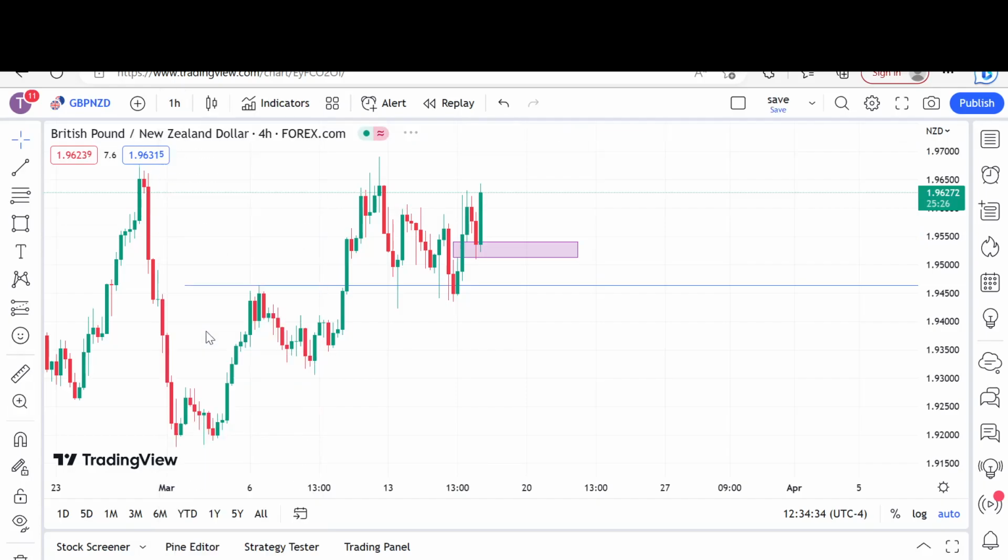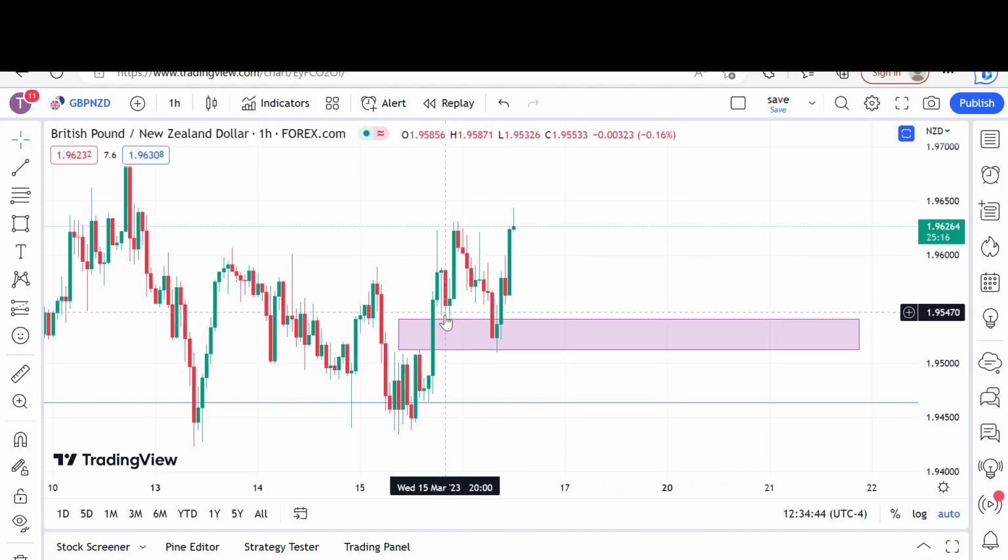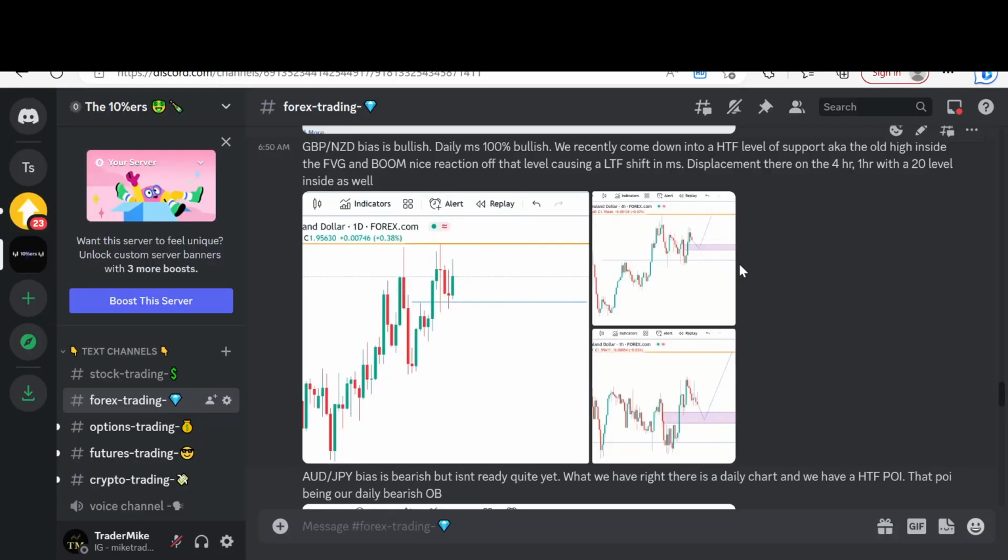So now let's go to a 1-hour chart as well to kind of narrow this down a little bit more. So you can see we came down, we took out these sell stops right here. It's that swing level, took out those sell stops, traded down into a discount. And so I said displacement there on the 4-hour, 1-hour, which we just talked about, with a 20 level inside as well.